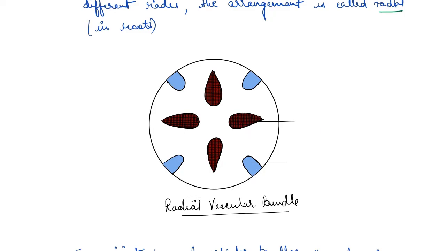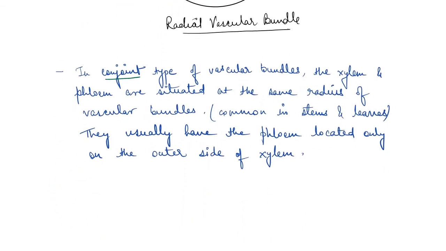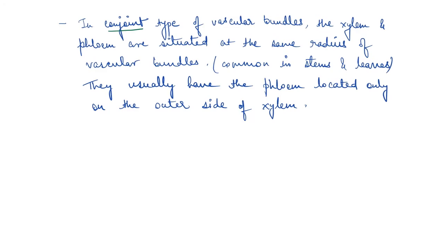Then there's another type which is known as a conjoint type of vascular bundle. Now, in conjoint type of vascular bundle, the xylem and phloem are situated on the same radius of the vascular bundle. Now, the radial ones are common in roots. The conjoint type of vascular bundles are common in stems and leaves. So remember that as well, right? Leaves and stems usually have conjoint type of vascular bundles, right?